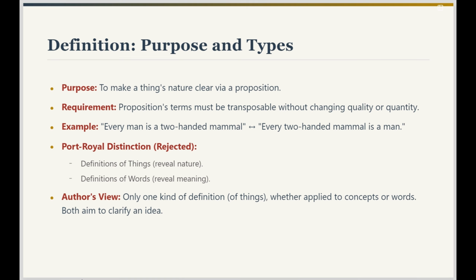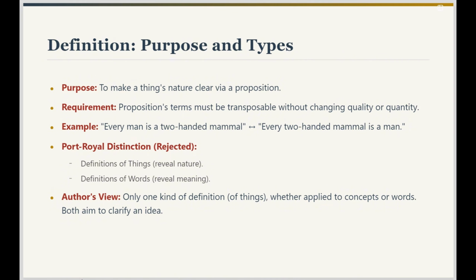Alright, let's talk definitions. What's the goal? To clarify what something is. We do this using a proposition where the terms must be perfectly interchangeable. Swapping them shouldn't change the truth value or scope. Think: every man is a two-handed mammal. This implies every two-handed mammal is a man, if the definition is perfect.